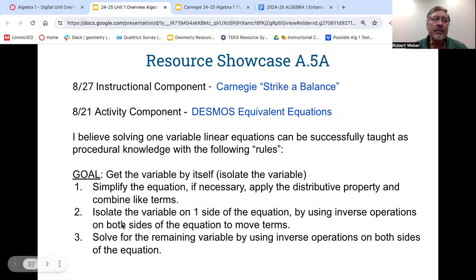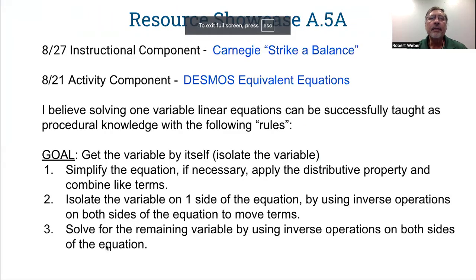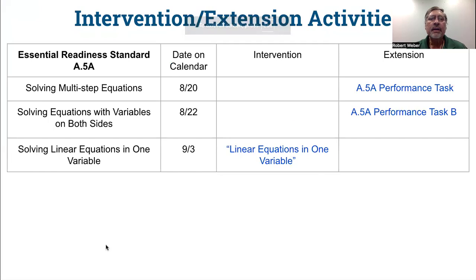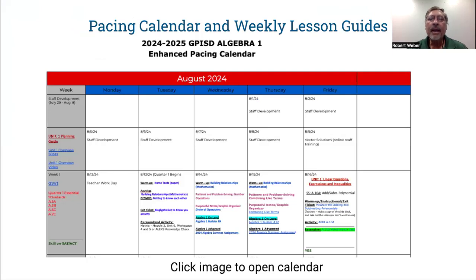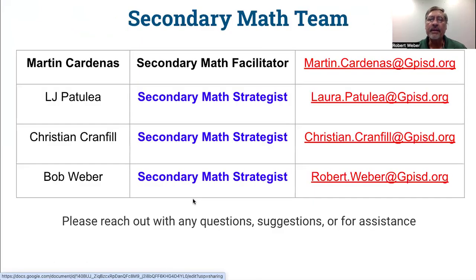Listed are some procedural knowledge items that you should share with your students in solving equations: get the variable by itself, and so forth. Our intervention and extension activities that you can do, and the dates that those are listed there, to try to differentiate your instruction. The pacing calendar, of course, will reflect what the unit's going to look like. And this is linked so you can click on it and get right to the pacing calendar.